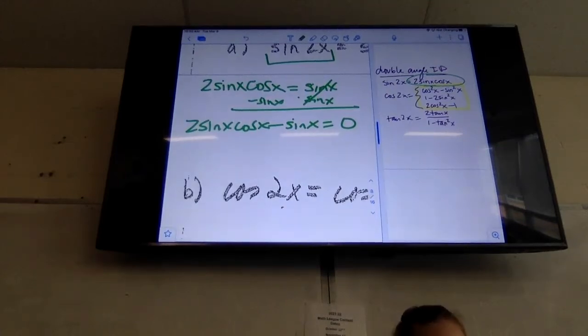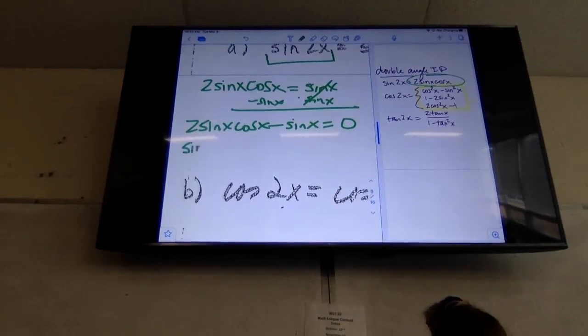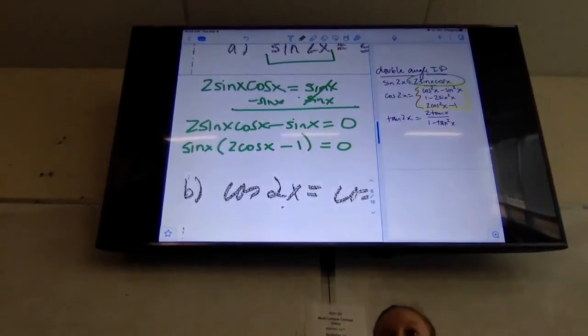Got 2 times sine times cosine minus sine. Factor. What can I take out of both of those? The sine. Very good. Take the sine out. I got 2 cosine x minus 1 equals 0. Yeah, Ethan.